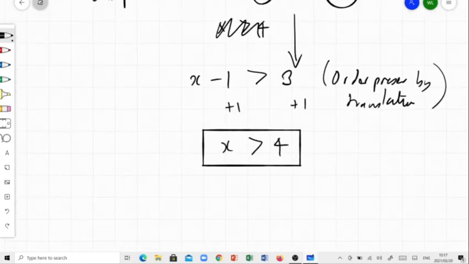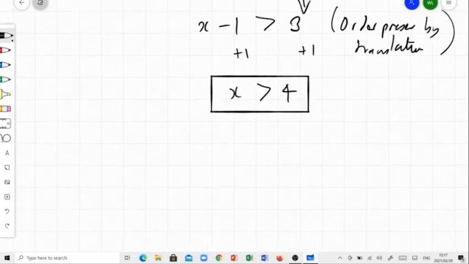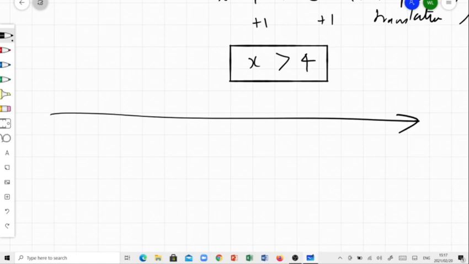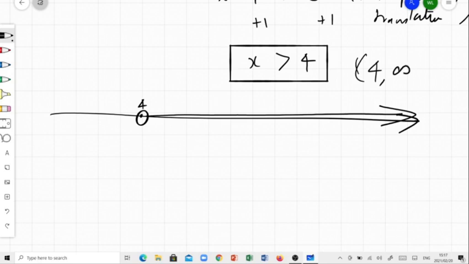So notice that in this case, I consider all the numbers starting from 4 all the way up to infinity. So my solution is going to consist of all numbers starting from 4 but not including 4 and going all the way till infinity. So this is what we call the interval for infinity, right? All numbers 4 and above, right?